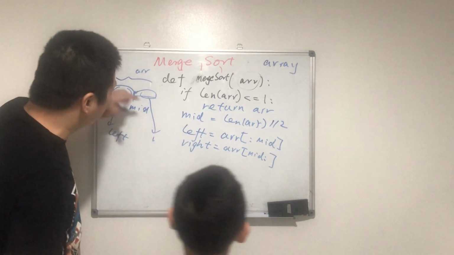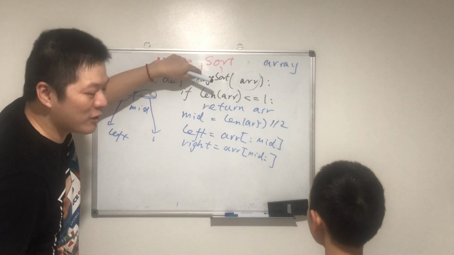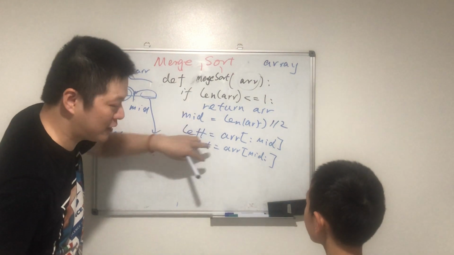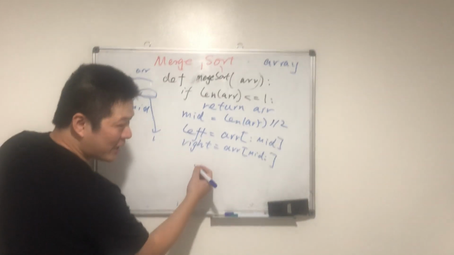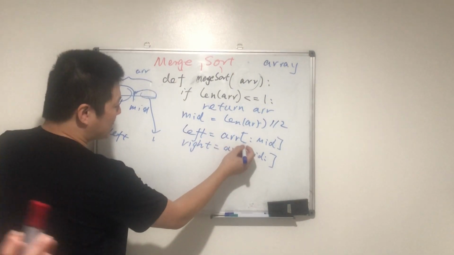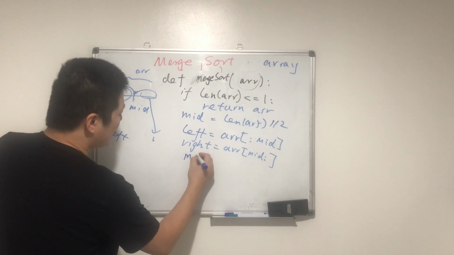And now we have the left part and the right part. What are we doing now? We call the MergeSort function to sort these two parts, right? So we are calling this function twice: left equals that, right equals that. Then we need to sort. MergeSort.